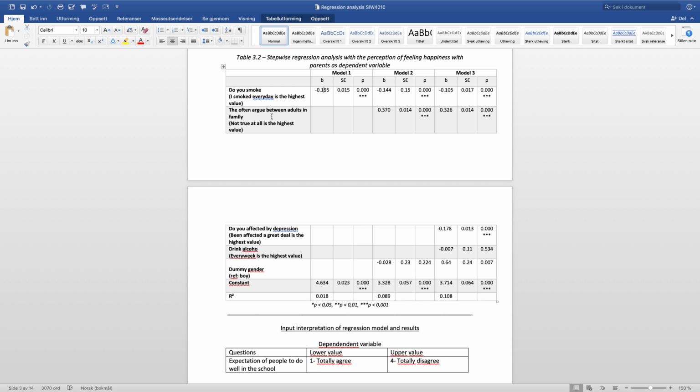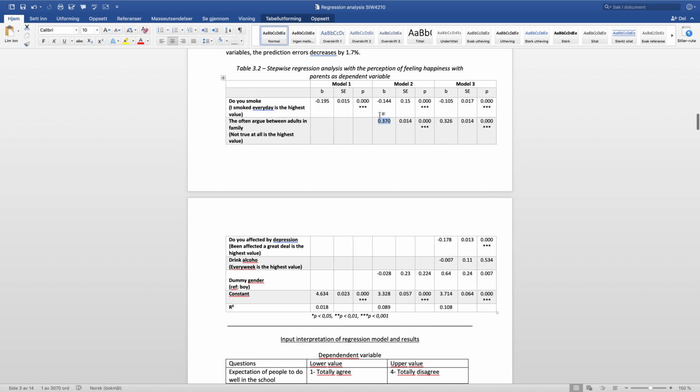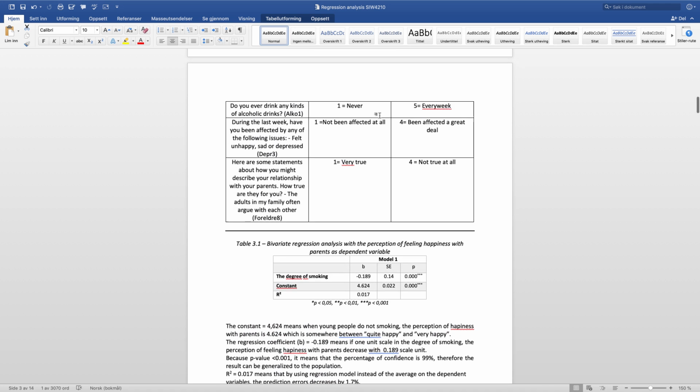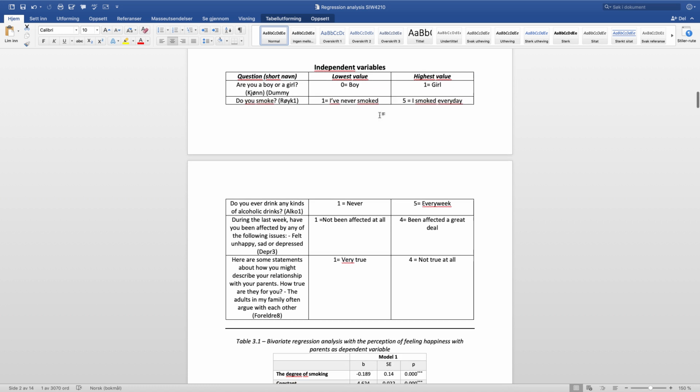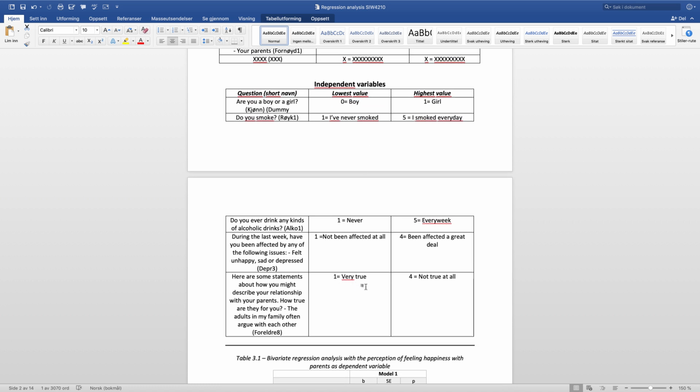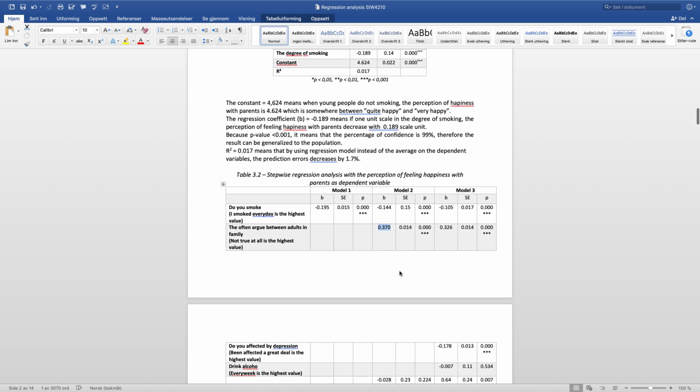The adults argue in the family, not true is the highest value. It's very nice to have this information, because what does this tell me? Well, the frequency of smoking, those who say that it's not true, or you go towards that it's not true at all, because this is a scale variable. It goes from very true to not true at all. So you go through towards not true at all.